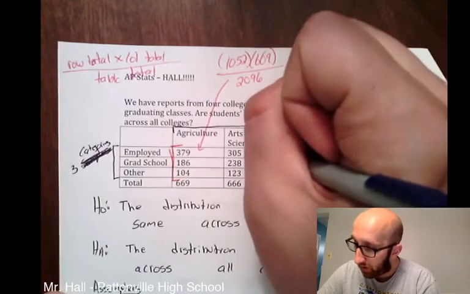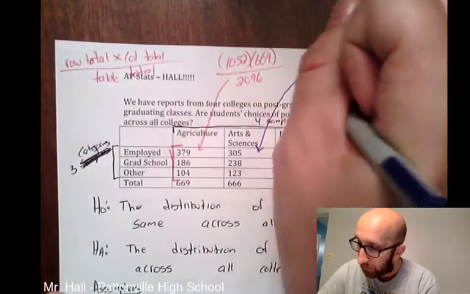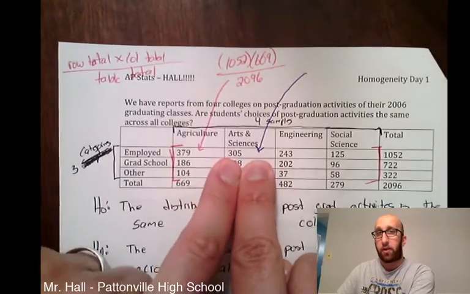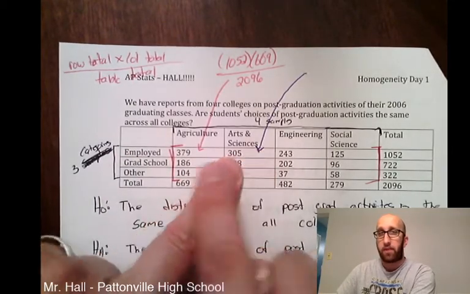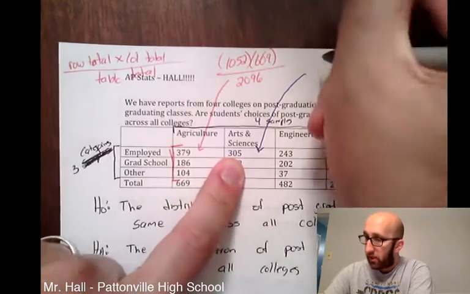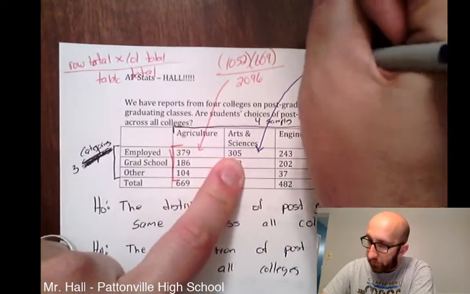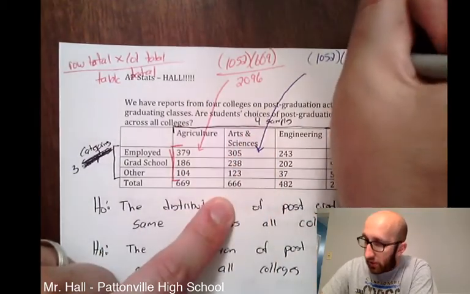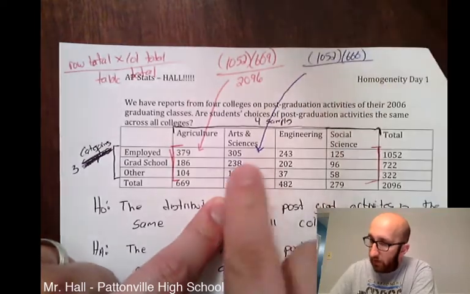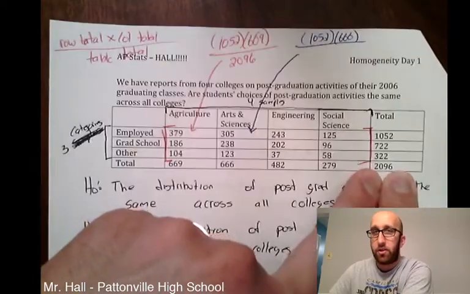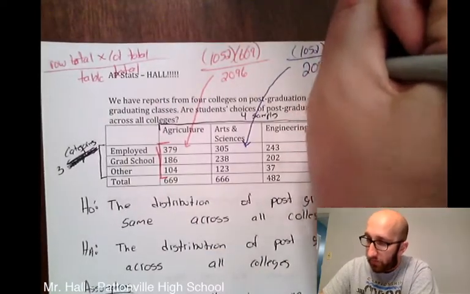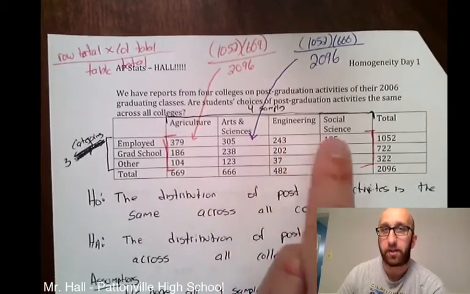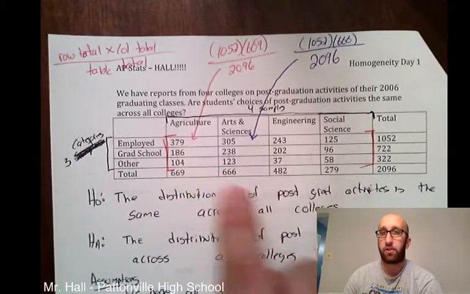I'll use a different color here. So if I move on to the next cell, the arts and sciences and the employed cell, I want to calculate the expected count here. We have to take the row total, which is 1052, multiply by the column total, which is 666, and divide by the table total, which is 2096. So you'd have to do that for this cell, then you'd have to do it again for engineering, and then here, and then the next row. Okay, so just another example.